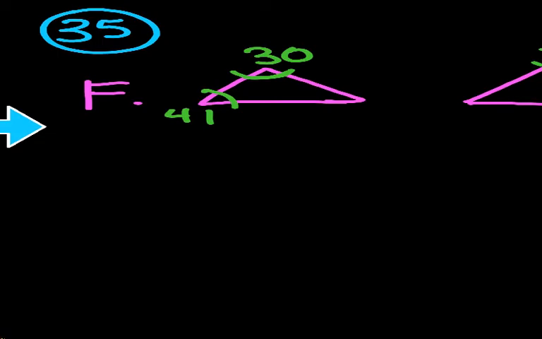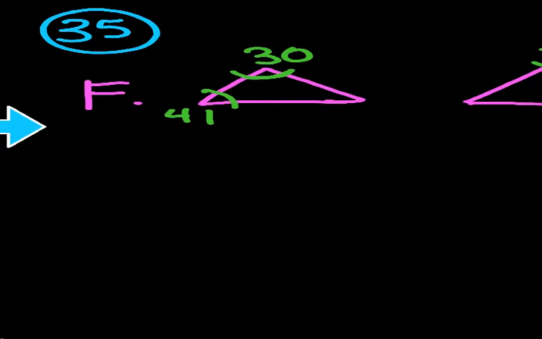Number 35 says the following pairs of angle measures are the measures of two angles of two triangles. Which pair of triangles would not be similar because they do not have two pair of congruent angles? Okay, let's go ahead and draw triangles for these and label the angles and go from there. Just understand that these triangles are not drawn to scale. In other words, they're just being used for illustration purposes.